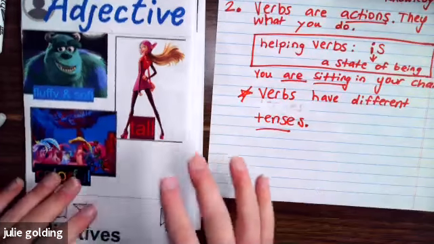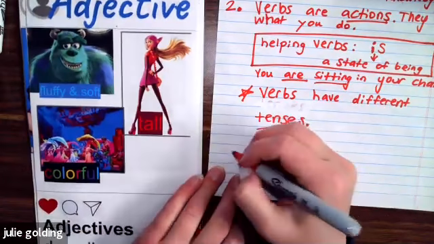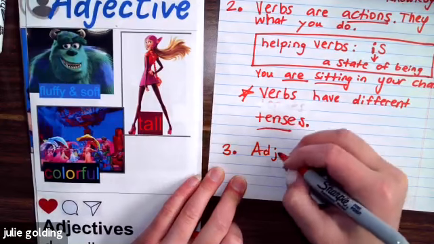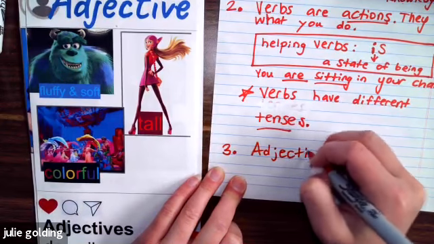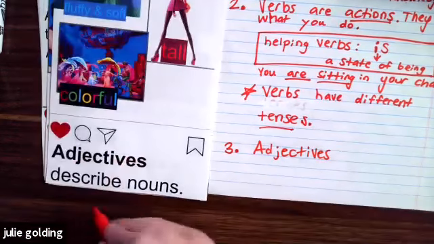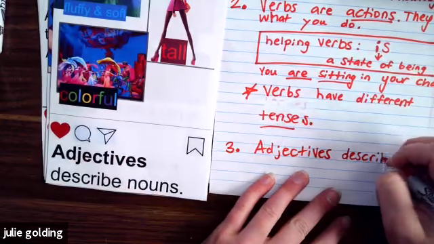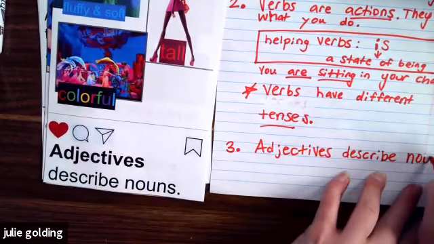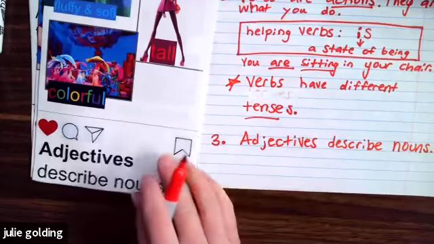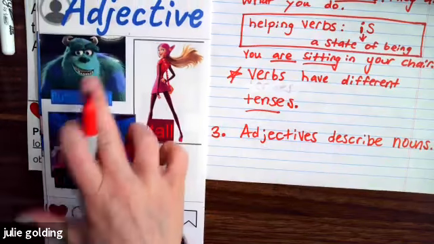Number 3, we have adjectives. So number 3, this is our top 3. Adjectives describe nouns. Okay, write that down. And here are some examples of adjectives.